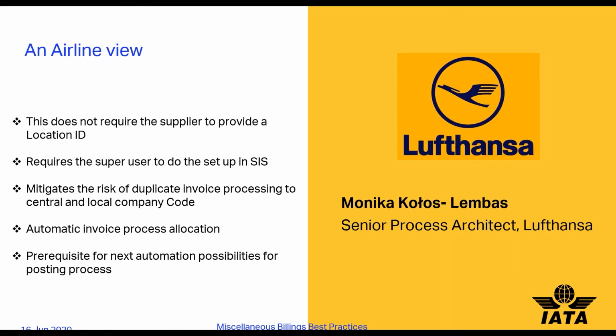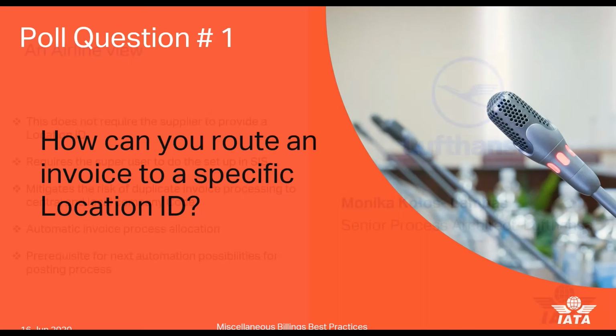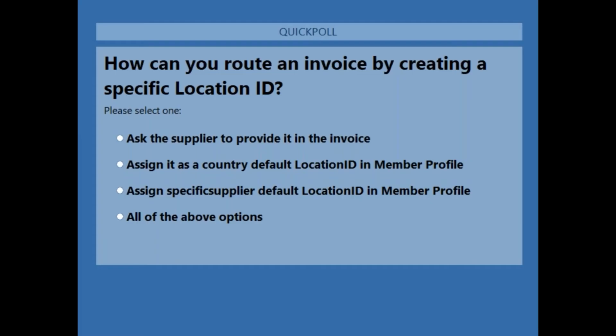Thank you, Monica. So we'll move to a poll. The question is: how can you route an invoice to a specific location ID? Christine, the facilitator today, is opening the poll for you. You have three possible answers: by creating a location ID and asking the supplier to provide it in the invoice, so in the XML input file; by creating and assigning a country default location ID in the member profile; or by creating and assigning a specific supplier default location ID in the member profile; or the last choice is all of the above options.